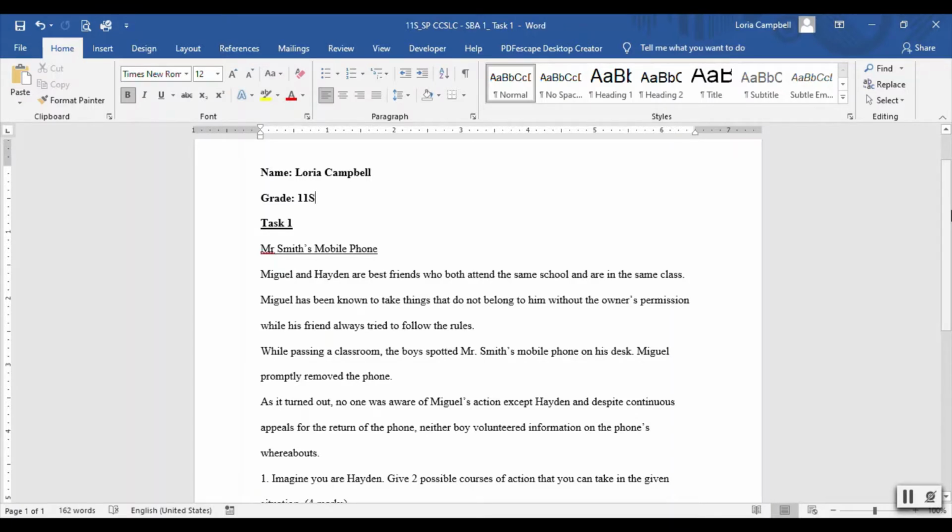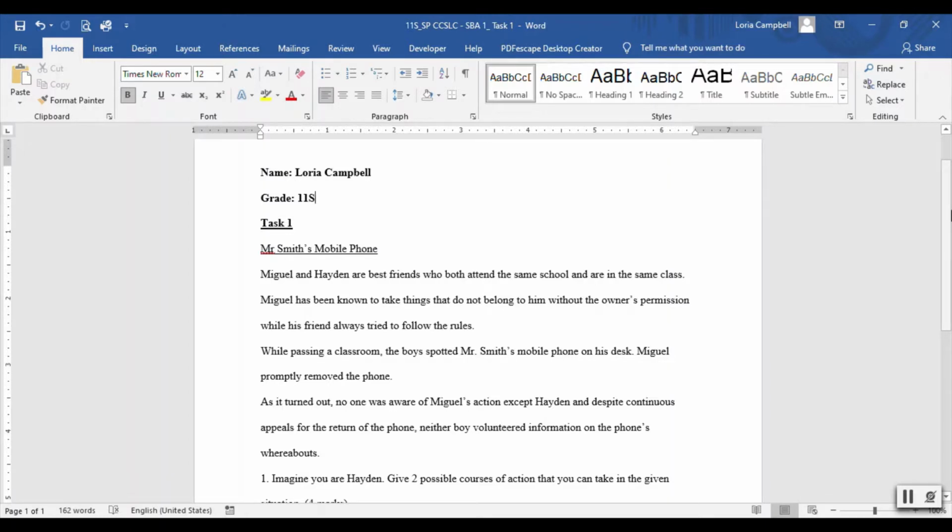Miguel and Hayden are best friends who both attend the same school and are in the same class. Miguel has been known to take things that do not belong to him without the owner's permission, while his friend always tried to follow the rules. While passing a classroom, the boys spotted Mr. Smith's mobile phone on his desk. Miguel promptly removed the phone. As it turned out, no one was aware of Miguel's action except Hayden. And despite continuous appeals for the return of the phone, neither boy volunteered information on the phone's whereabouts.